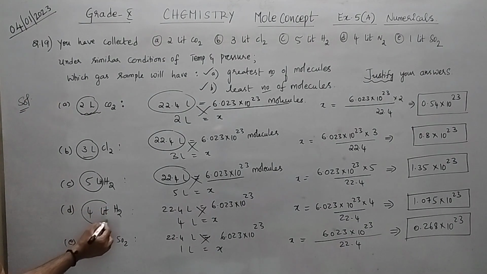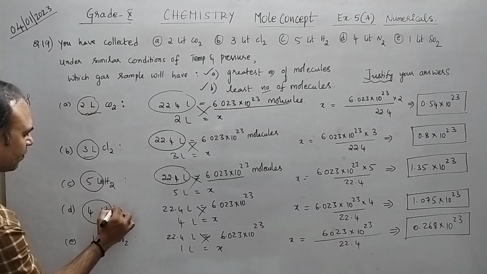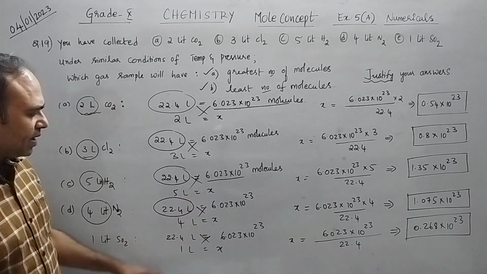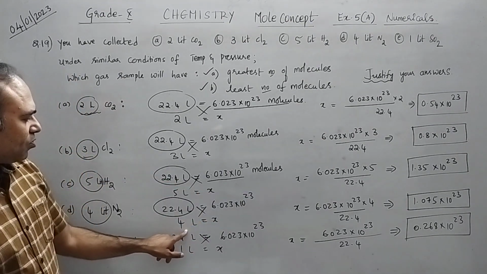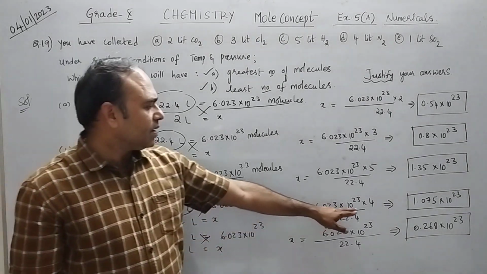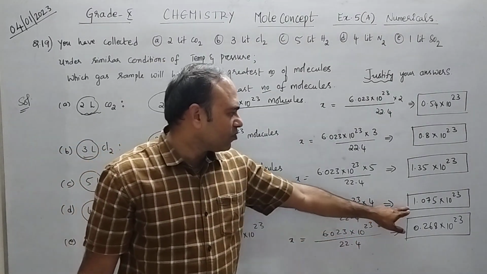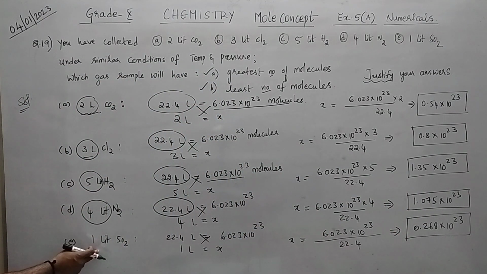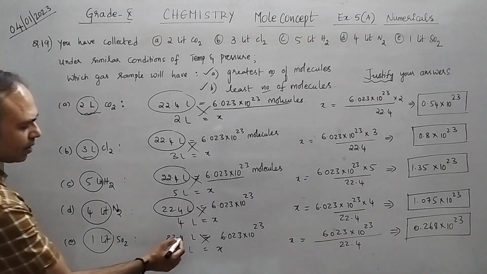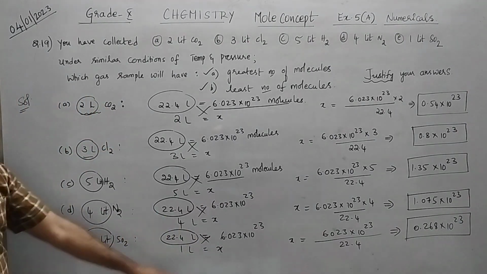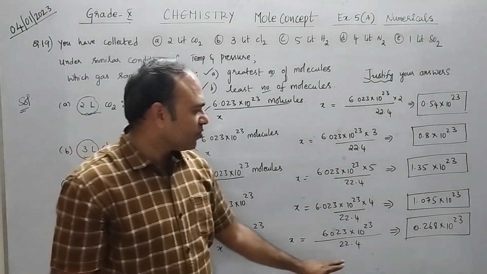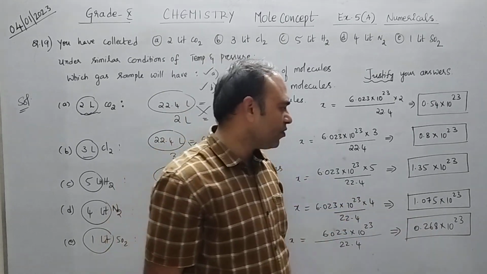Now the fourth one, 4 liters of nitrogen. Take the same thing, standard 22.4 liter has Avogadro number of molecules, but only 4 liter will have how much here? Again into 4 by 22.4, you get 1.075 into 10 to the power of 23. This is for nitrogen. Now the last one, 1 liter of SO2. Standard 22.4 liter has Avogadro number of molecules, only 1 liter is taken as X, cross multiply, X will be 0.268 into 10 to the power of 23.